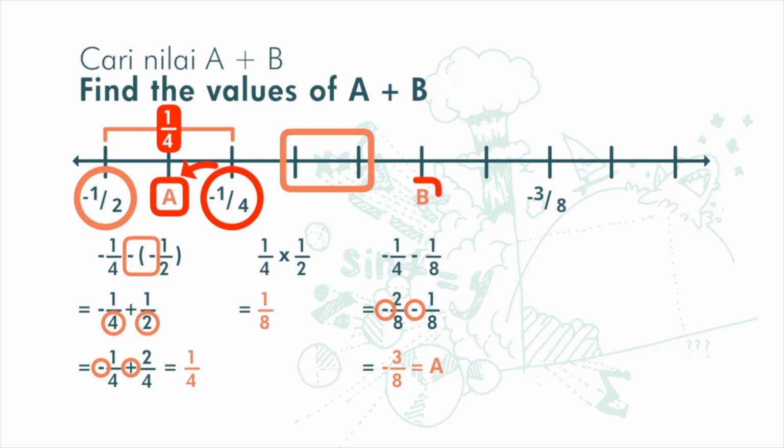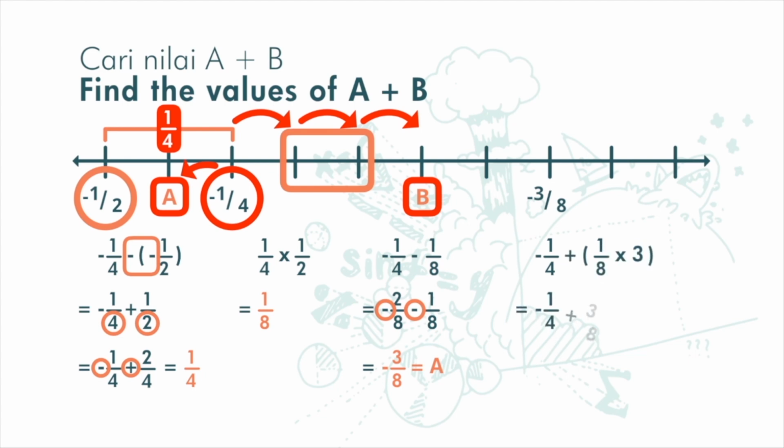Next, we want to find the value of b. To get b, we can start from -1/4 and move 3 parts to the right. So what we have here is -1/4 plus 1/8 times 3, which is -1/4 plus 3/8. Let's make the denominator the same. We have here -2 and plus 3. -2 plus 3 is the same as 3 minus 2. 3 minus 2 is equal to 1. So b is 1/8.